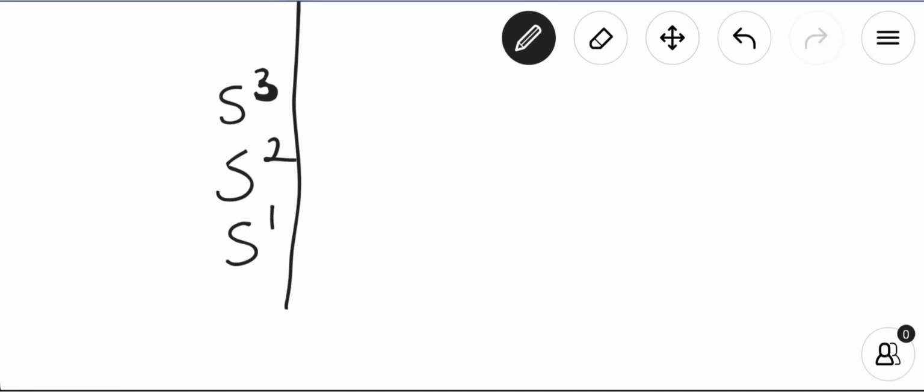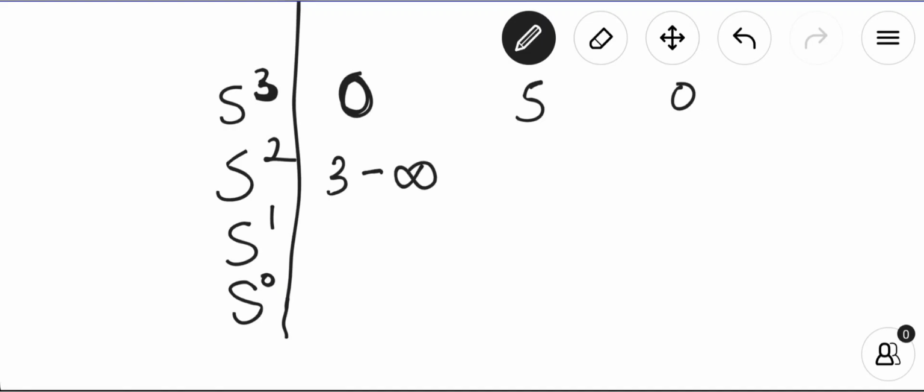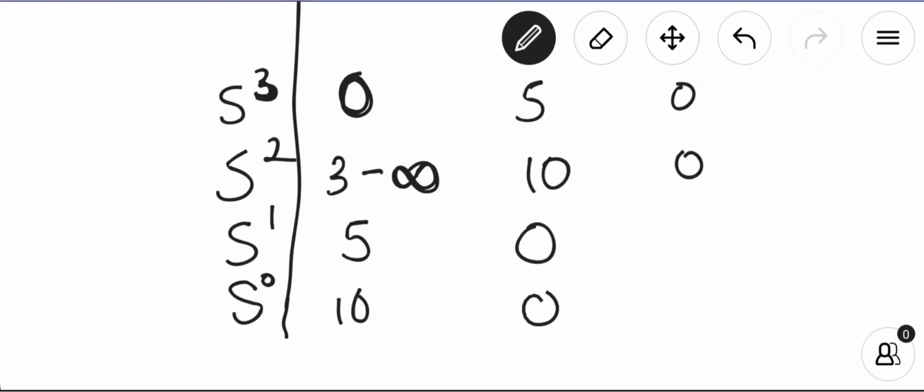So this is s squared. Substituting 0 in place of epsilon, you have 0, 5 and 0. Then this will be 3 minus infinity, 5 over anything over 0, or anything divided by 0 is infinity. 10 and 0. This will be 5, 10, 0, 0, 0 and 0.